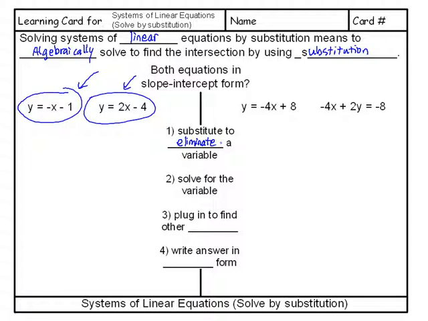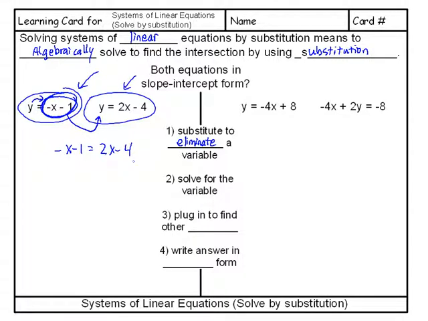Substitute to eliminate a variable. What I'm doing is I've got this y equals negative x minus 1, and it says that y is equal to that. So in this equation over here, I'm going to replace that, substitute, just like applesauce for butter. If this is my applesauce, I can now put it in place where the butter is. So I put it in place of the y in this equation, and I still have the other part, and then I'm going to simply solve.